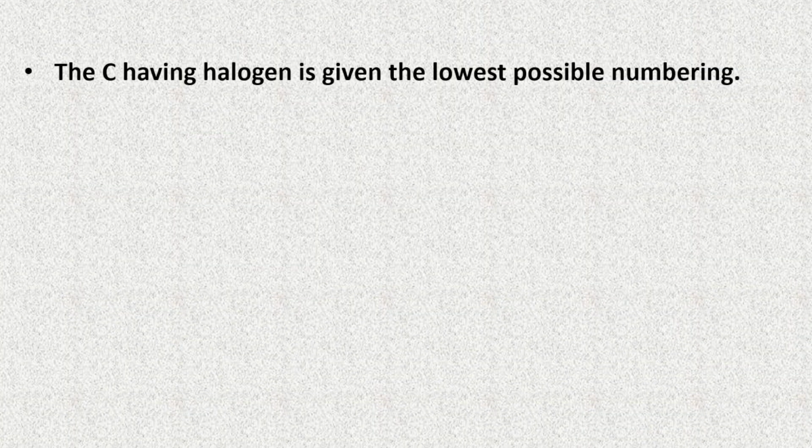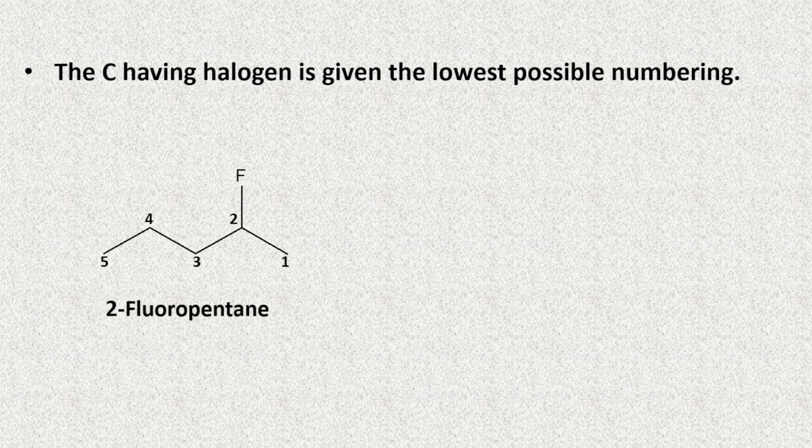If there is only a halide substituent, then the numbering is carried out in such a way that the carbon attached to halogen gets the lowest possible number. In this given compound, if the numbering is done from the right end, the substituent fluoride will get a second position, while if it is done from the left end, it will get a fourth position. So its correct name is 2-fluoropentane.